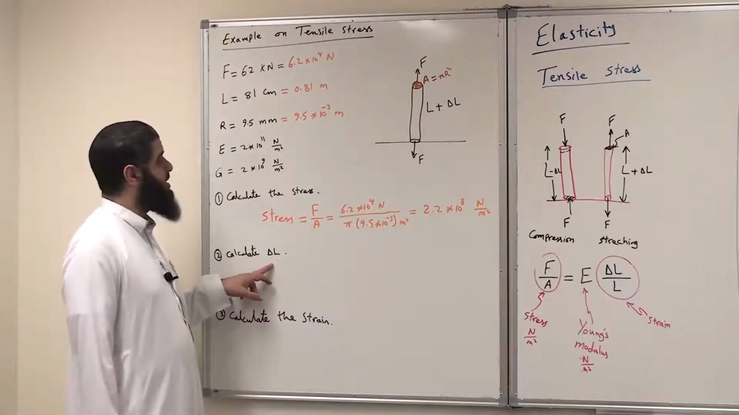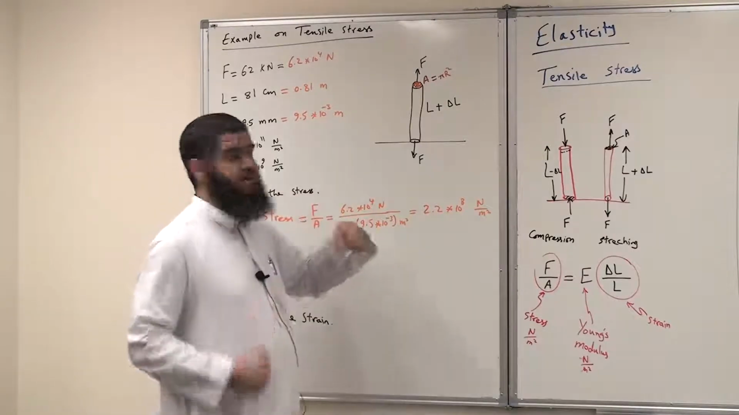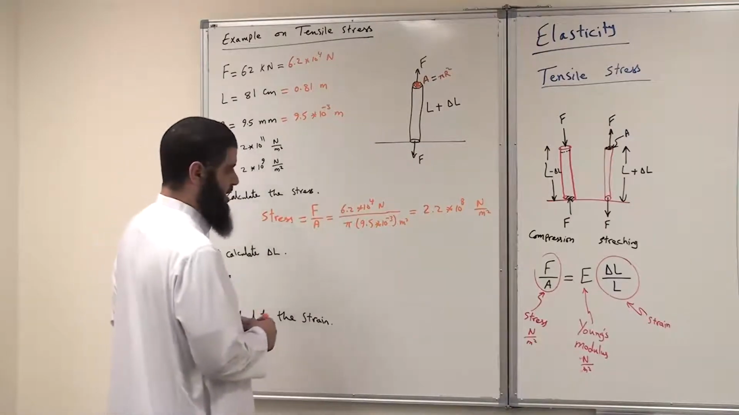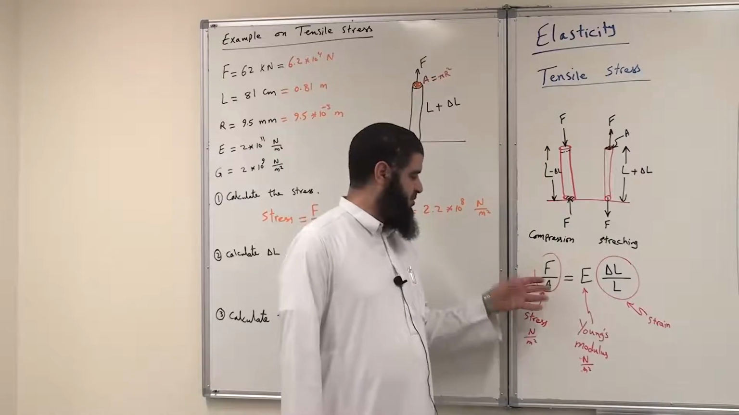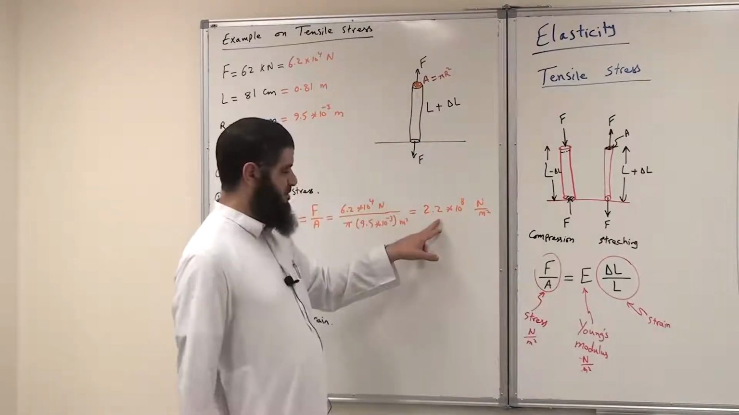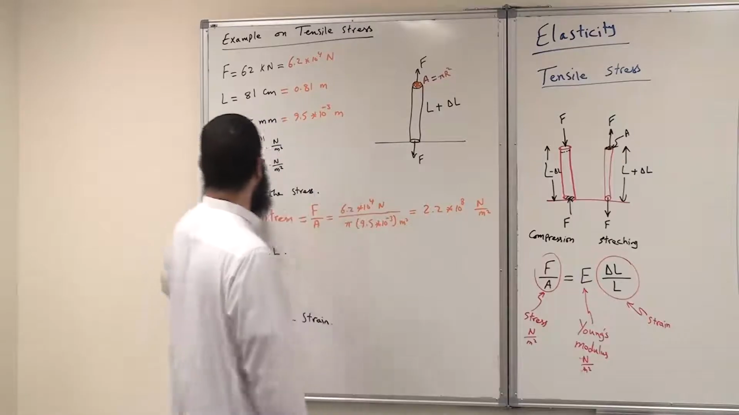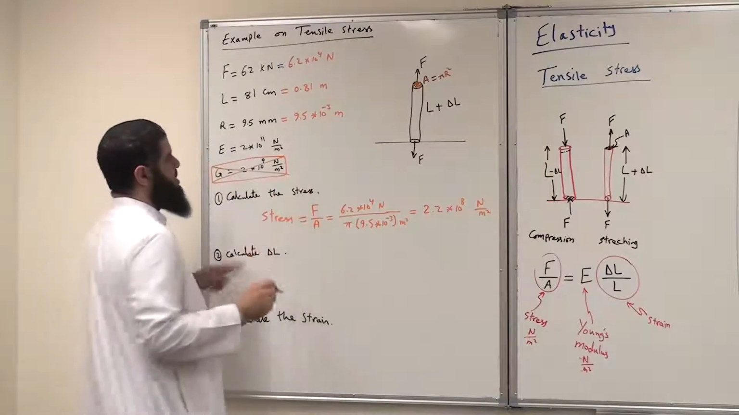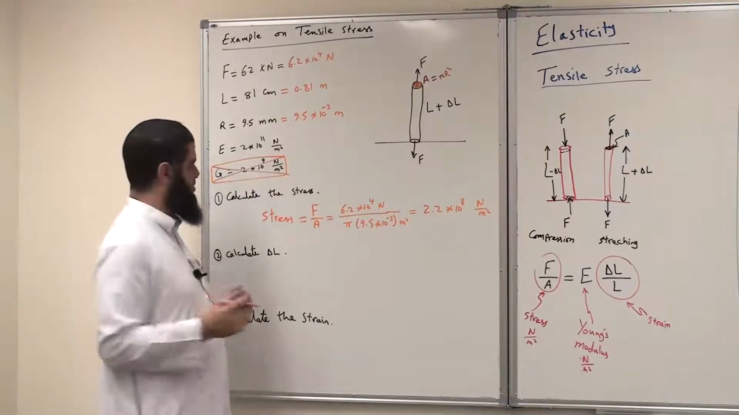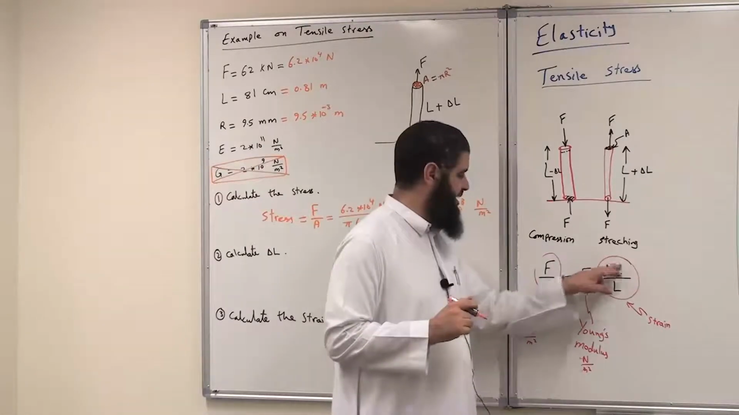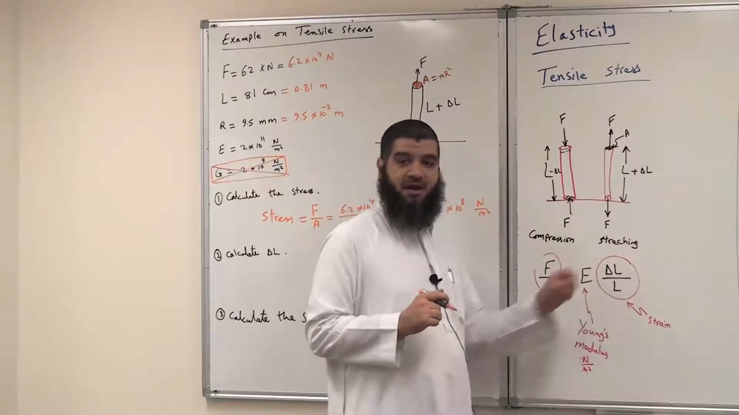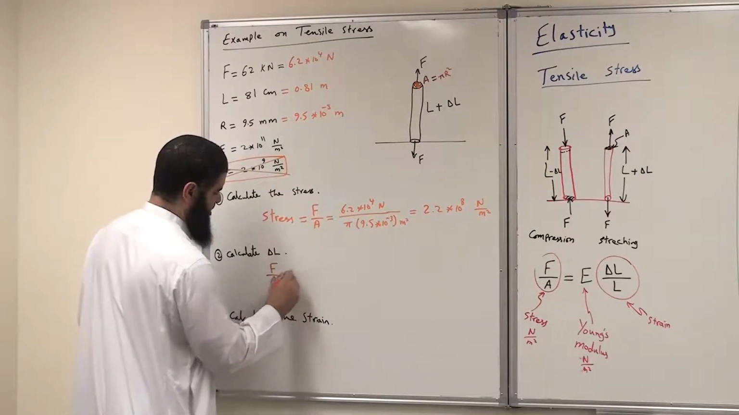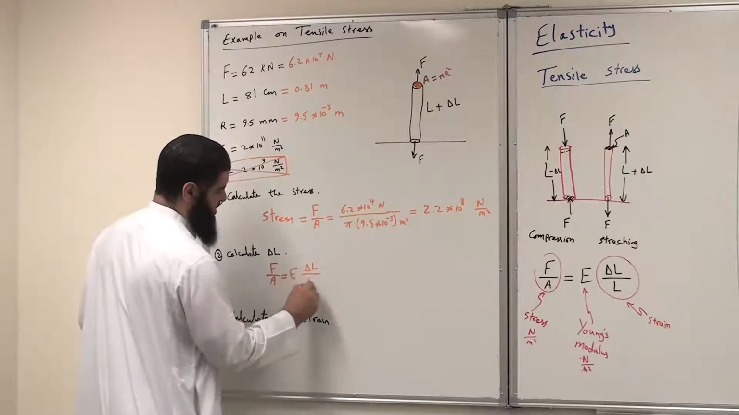Calculate delta L, and delta L here will be the increase in the length because of this tensile or stretching force. Okay, so we need to apply this formula. We have force over area, which we have just calculated, equals E, the Young's modulus, which is written, so we don't use this one. The shear modulus, we don't use it because we don't have a twisting force or a shearing force, okay? Multiplied by delta L over L, as you can see, we'll have only one unknown. So we have force over area equals E multiplied by delta L over L.